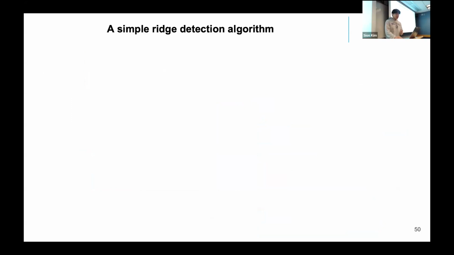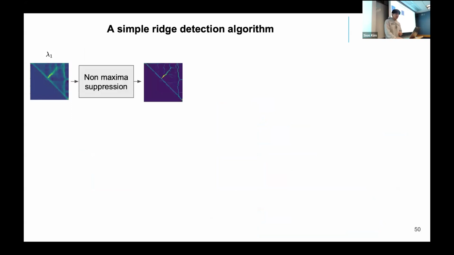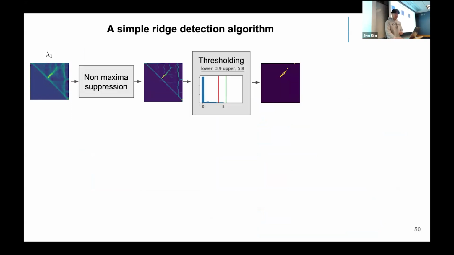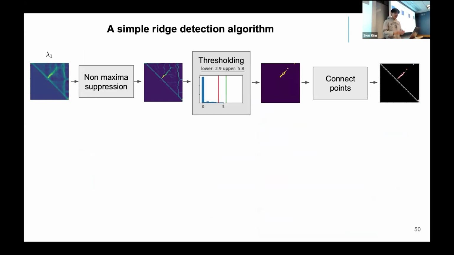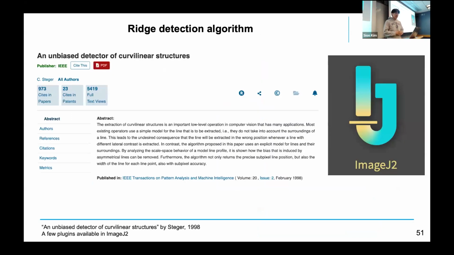So from the building blocks, we can now form a simple ridge detection algorithm. So we start with the previous output, do some non-maximum suppression, then some thresholding, and then you connect the dots. So this is a very simple standard image processing pipeline. The actual algorithm has a lot more bells and whistles to this. You need a lot more tricks to actually get this to work and to work well under noise. So we will be relying on an ImageJ2 plugin that is an implementation of Carl Steger's algorithm. And this is the ridge detection algorithm we'll be using when I mention it from now on.